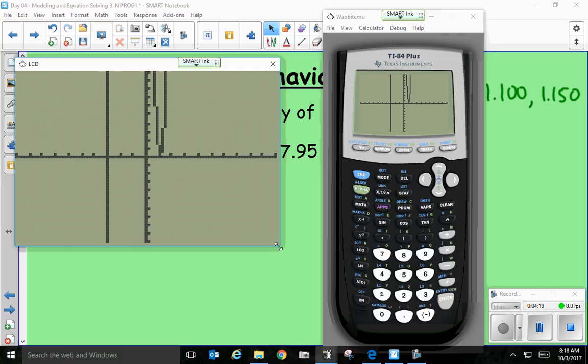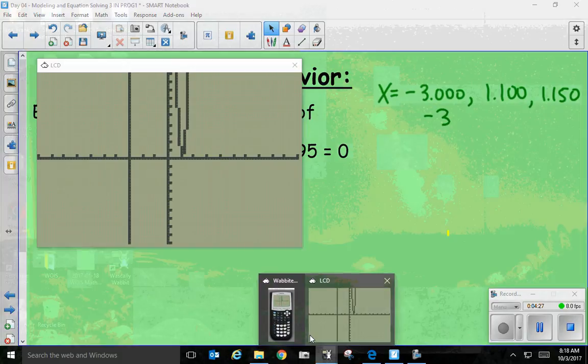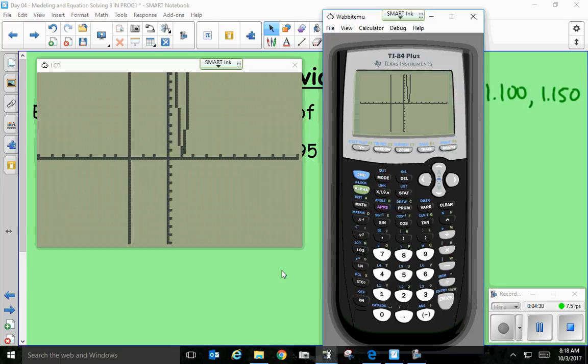So let me see. It touches once here. The question is, what happens here? Does it go above? Does it touch once? Or does it go through and touch twice? You have to zoom in and check that out.